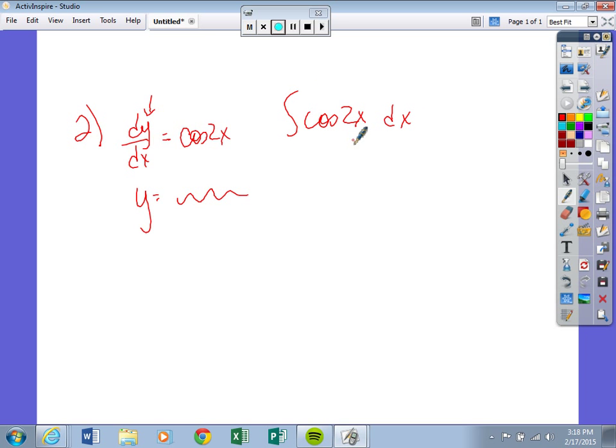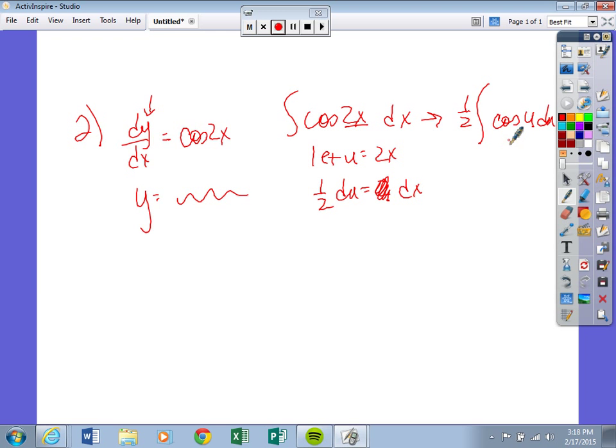Now to integrate this, this could be my u, because it's stuck inside of another function. My derivative would be 2 dx, and I don't see a 2 dx, so I'm going to move that 2 over as a 1/2. And now I'm going to recopy this, okay? So all of this will turn into a 1/2 cosine of u du. And the integral of that is just sine, so it's 1/2 sine of, it'll end up being a 2x, okay? That's my answer, plus c.